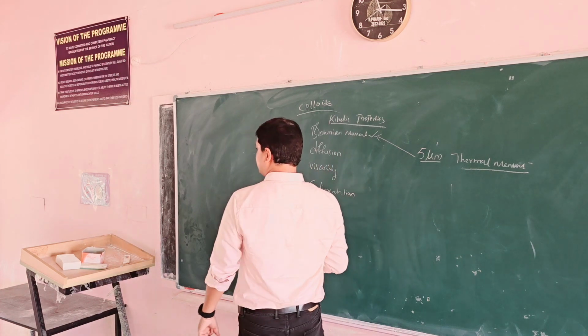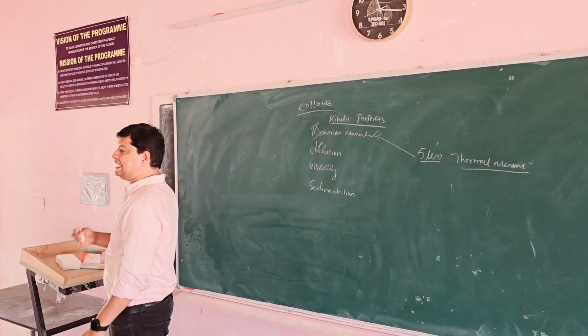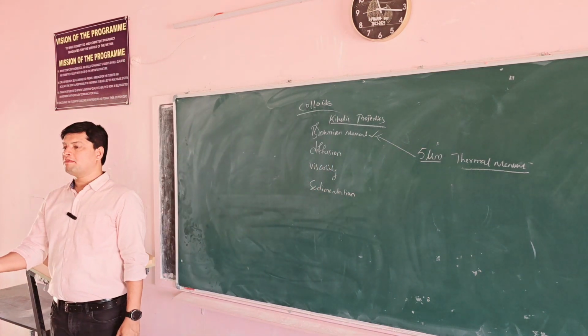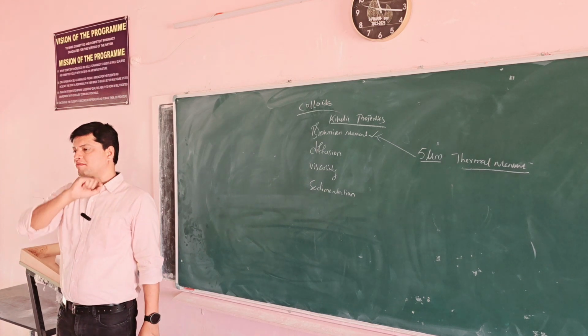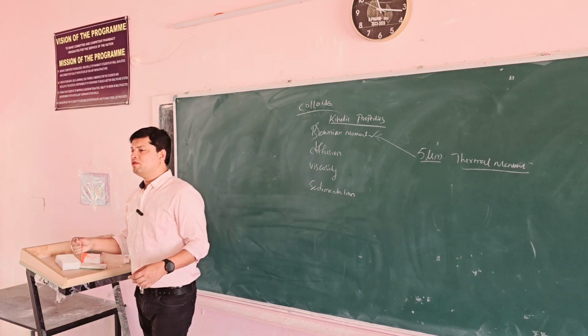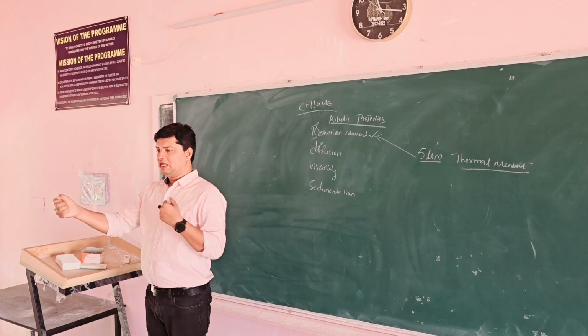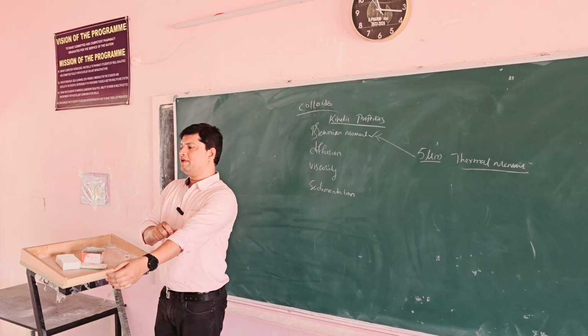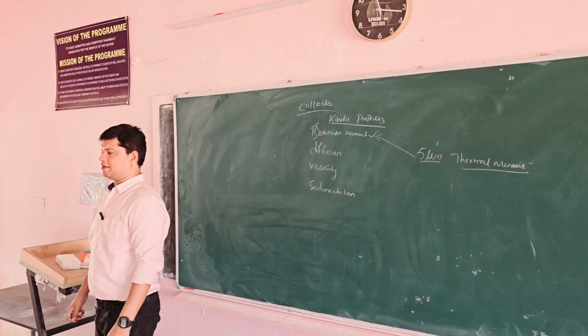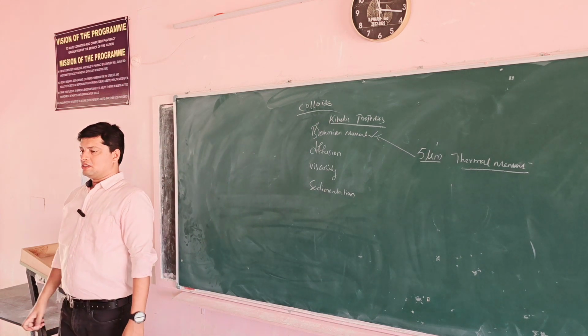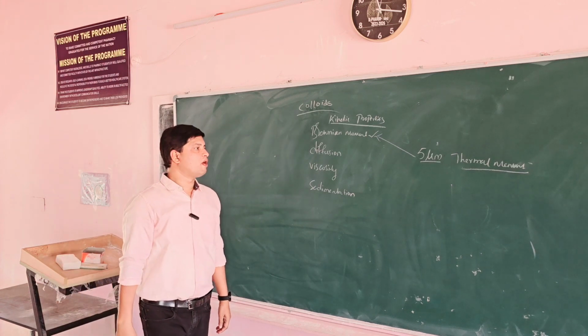Whatever heat is there is absorbed by your particle. After absorbing heat, it will start moving. When they are moving, if they have the same charge, they will repel each other. So, the sign of Brownian movement.